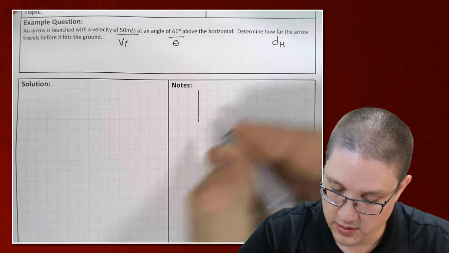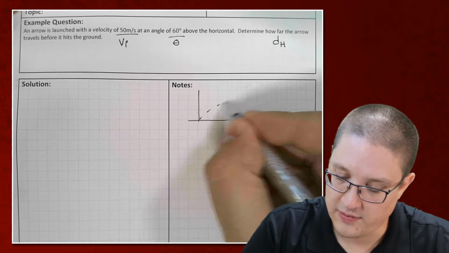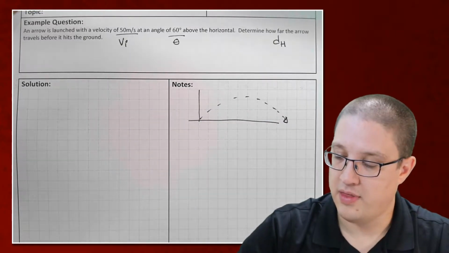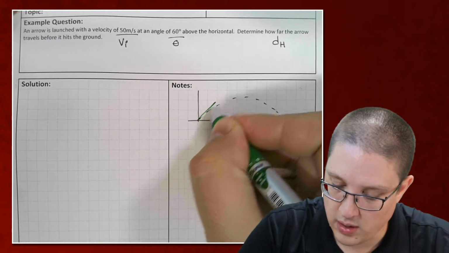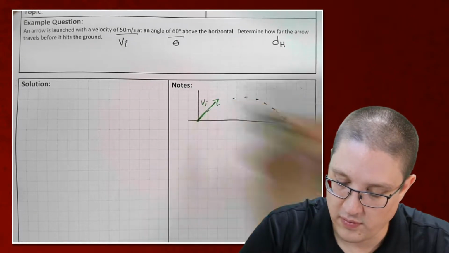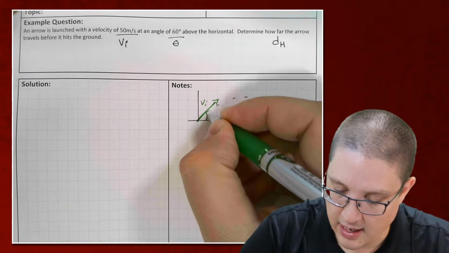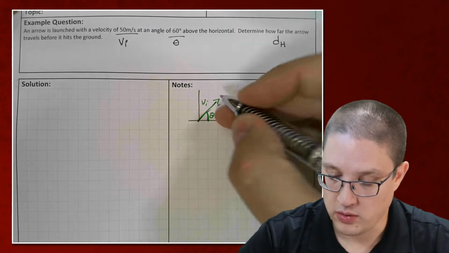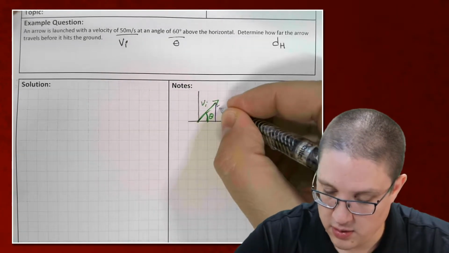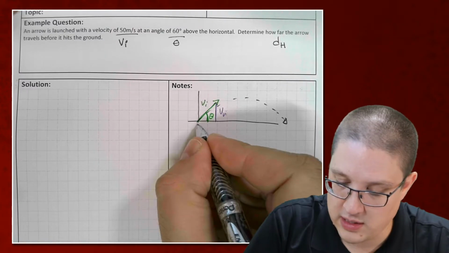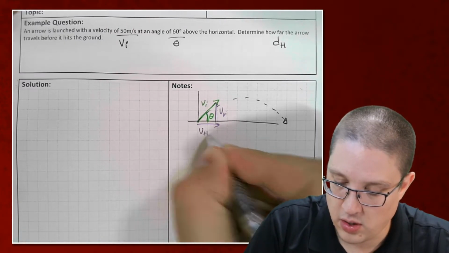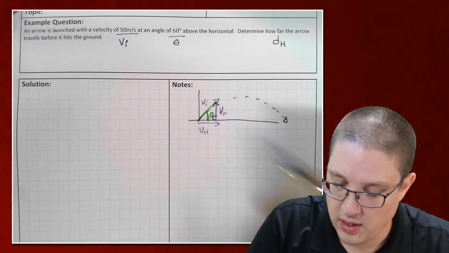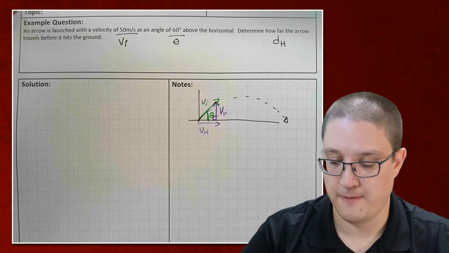So the idea here, just sort of sketching out what we've got, I've got an arrow that's following a path like that. This time, I gave you an initial velocity and an angle here like that. So we need to figure out the vertical component here, our initial vertical velocity, as well as our horizontal velocity. Figuring those two out, we need to decompose this vector.